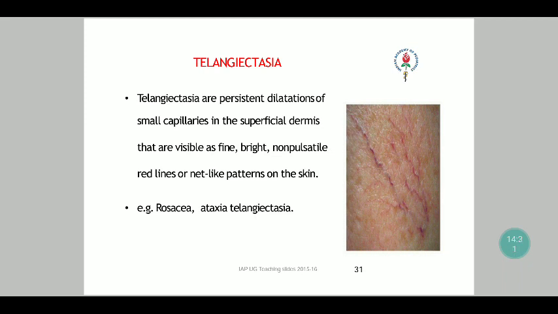Now, coming to telangiectasia, these are persistent dilatations of the capillaries in the superficial dermis, and these are visible as fine, bright, non-pulsatile red lines or net-like patterns in the skin. The typical examples of these are rosacea and ataxia telangiectasia.